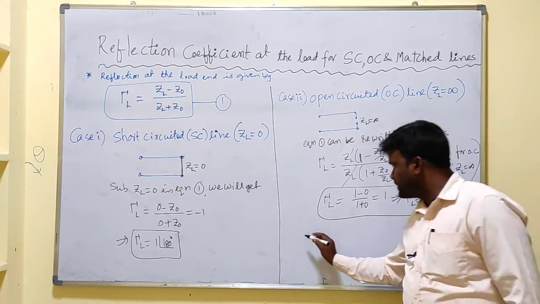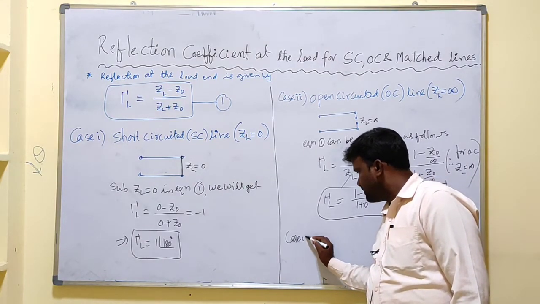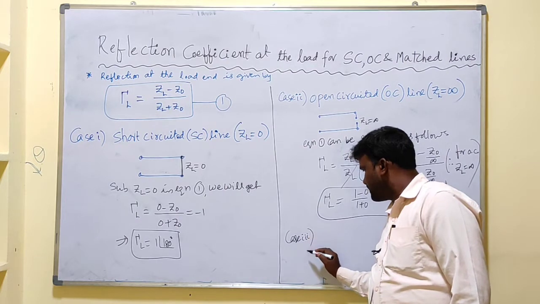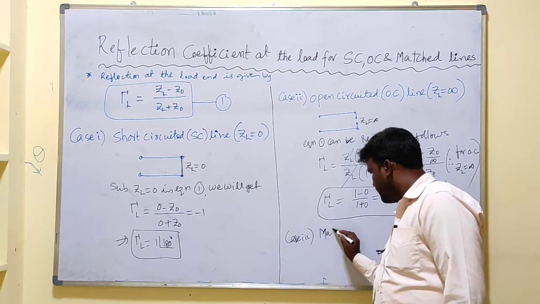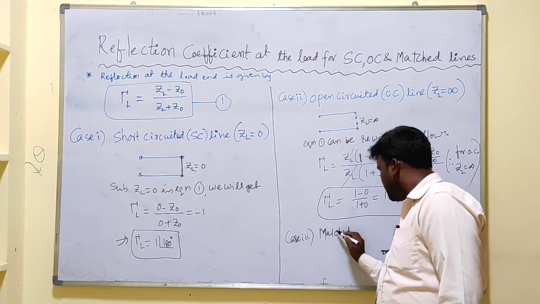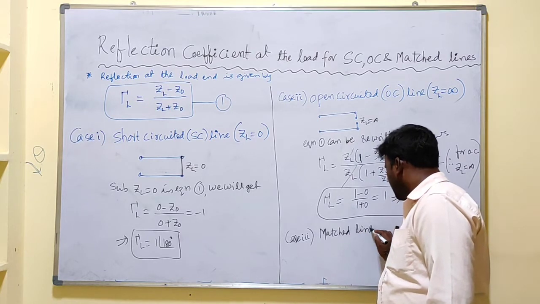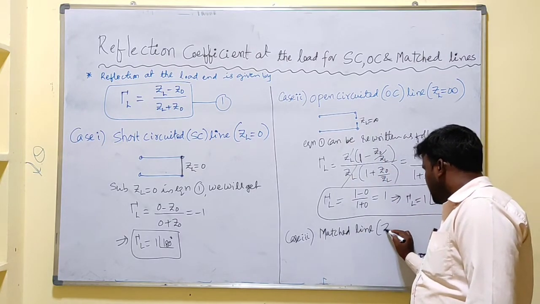Now case 3, the matched case. That is the matched line. For the matched line, ZL equals Z0.